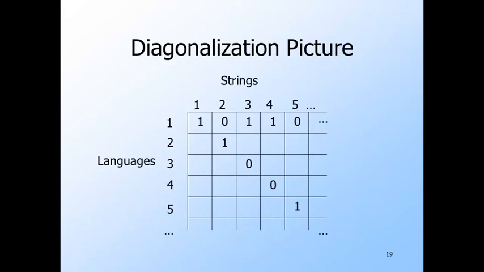The process of coming up with the language L that can't be in any enumeration is called diagonalization. The reason should be apparent from this picture.